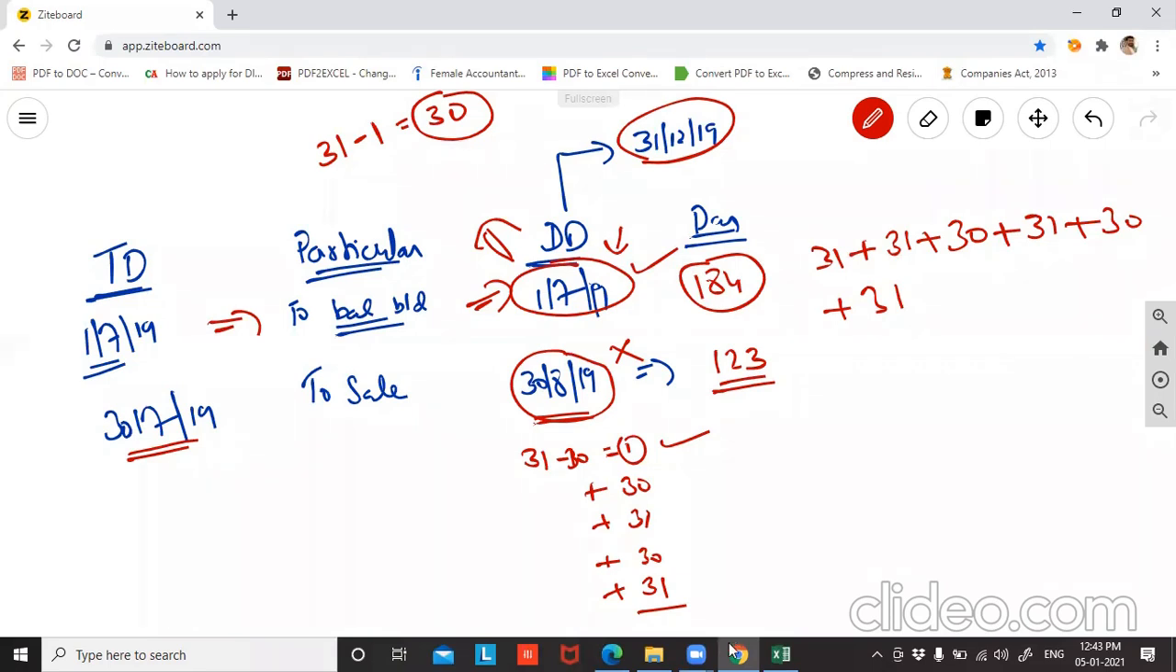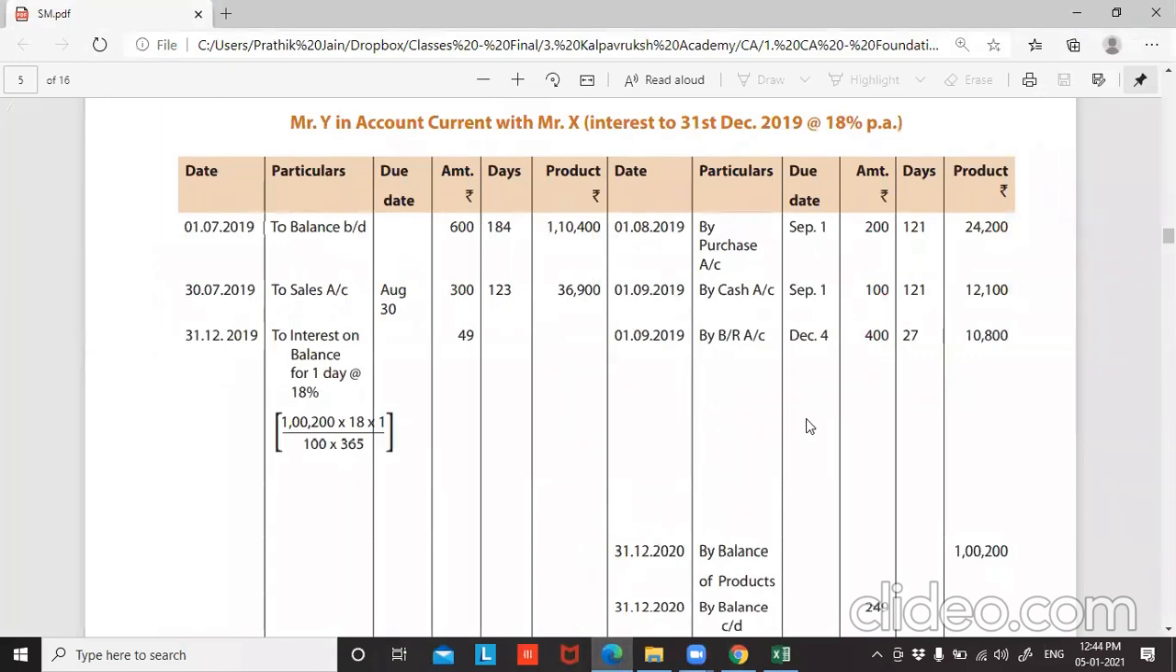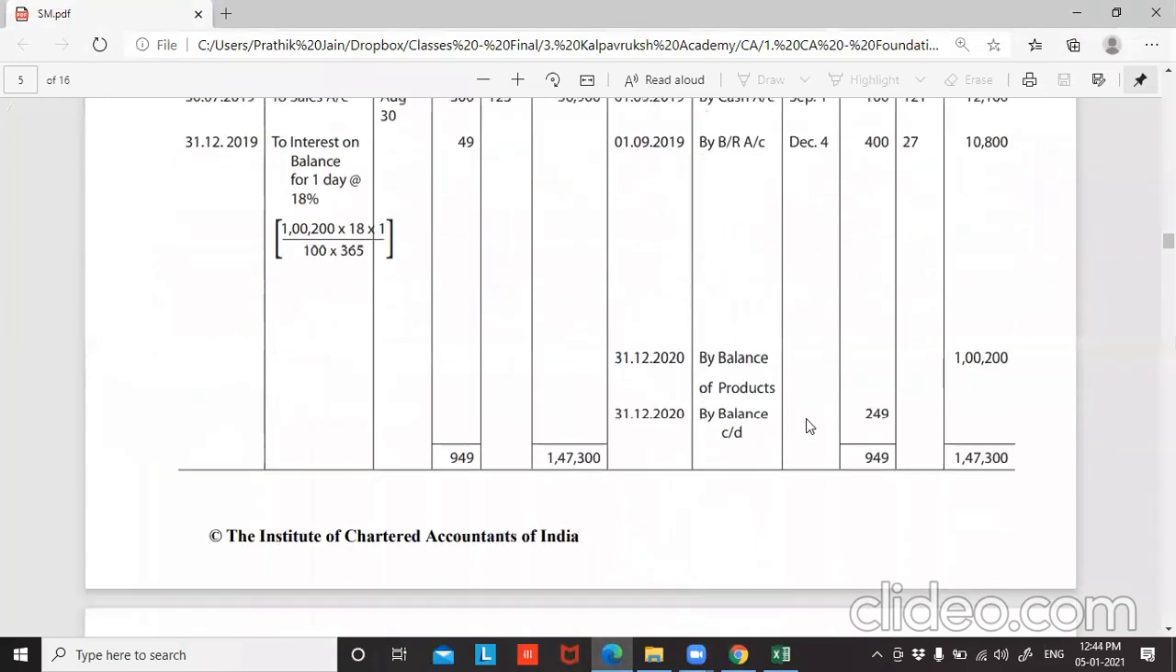This was a doubt from one of the students. So I just thought, okay, I'll give an explanation in this class and then proceed towards the next topic. Are you clear why it is 184 days and 123 days? I think the rest of the calculations can be done by yourself.